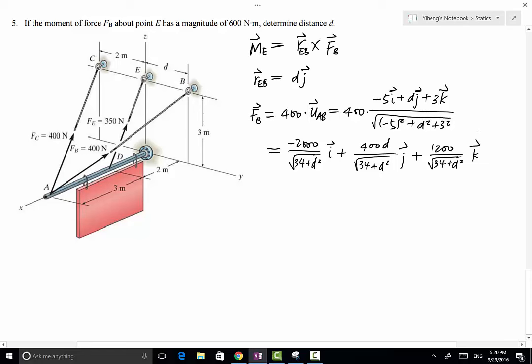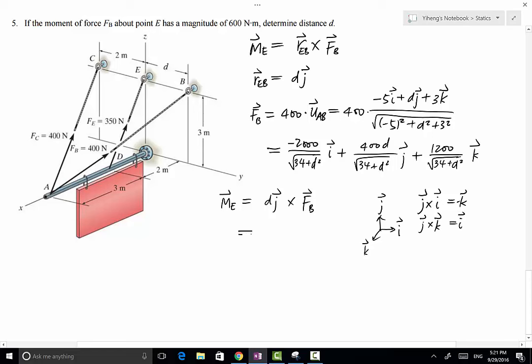So now my ME equals my position vector dj cross my force vector. I'm not going to write it again. This is a relatively easy cross product. We don't have to use the matrix. We can just use the ijk components and the right-hand rule. So j cross i equals negative k. j cross j equals 0. j cross k equals positive i.